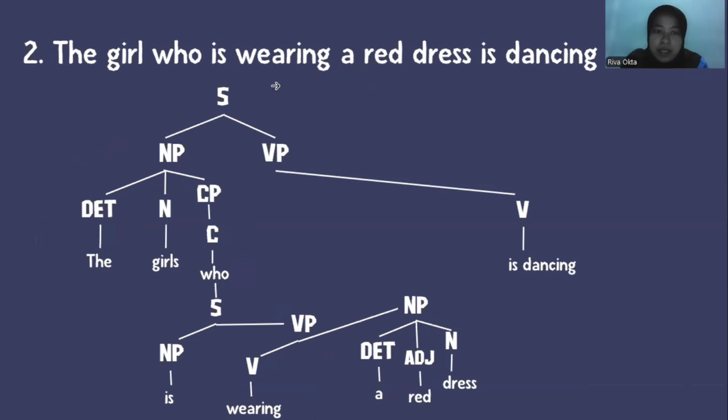The second sentence: the girl who is wearing the red dress is dancing. The subject is divided into noun phrase and verb phrase. The noun phrase is divided into determiner, noun, and complementizer phrase. "The" from this sentence is the determiner. "Girl" from this sentence is the noun. The complementizer phrase has the complementizer "who" from the complementizer phrase.